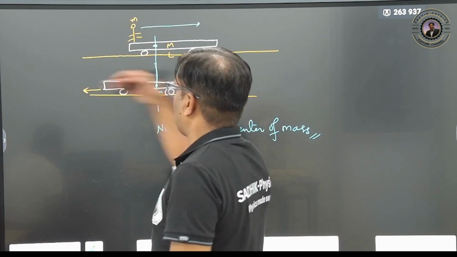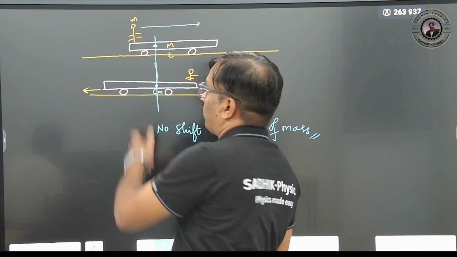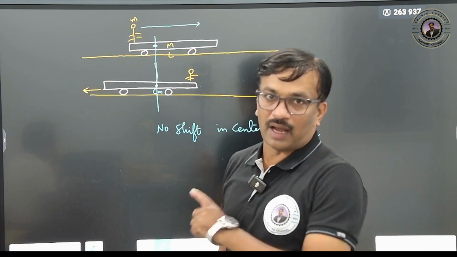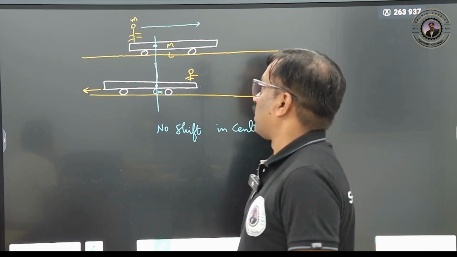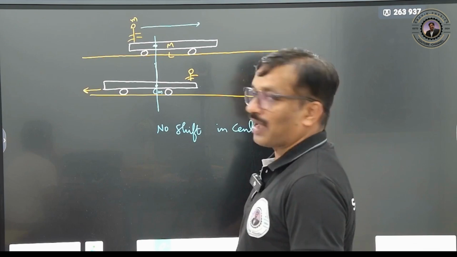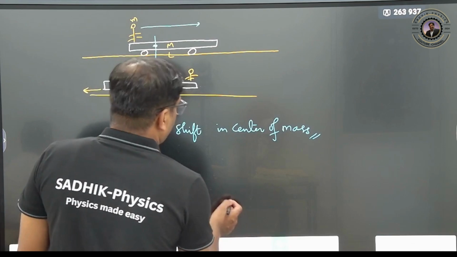But this plank is moving a certain distance. We calculated how much distance the plank has moved, I already calculated. By using this concept, that there is no shift in the center of mass, we can calculate it here. I already told you, I already did this type of concept, how to solve the problems.